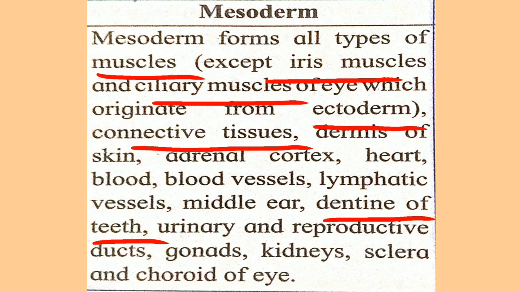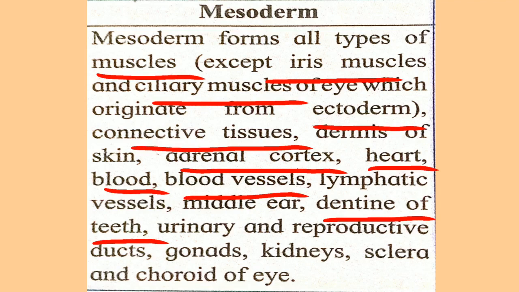Then adrenal gland, it is the gland present on the kidney, it is an endocrine gland. It shows presence of two parts, that is adrenal cortex and adrenal medulla. The cortex part of the adrenal gland gets developed from this mesoderm, whereas adrenal medulla is formed from ectoderm. Then heart is originated from mesoderm. Blood vessels and lymphatic vessels are originated from mesoderm.